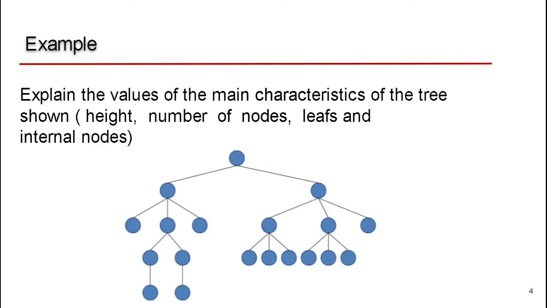Yes. How many internal nodes do you have? 2 here, 3, 4, 5, 6. Did I count this? No, this is 7, and 8. Okay. Correct. So 8 internal nodes. And for sure, the summation of leaves plus internal nodes plus the root should be equal to the total number.